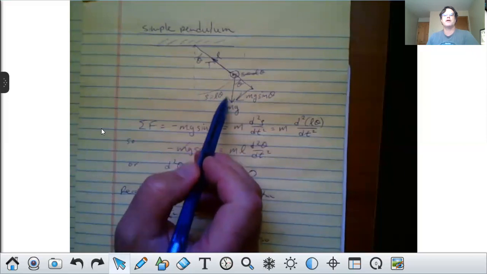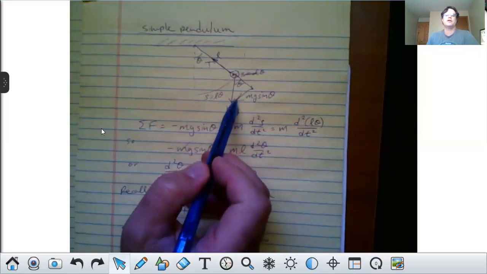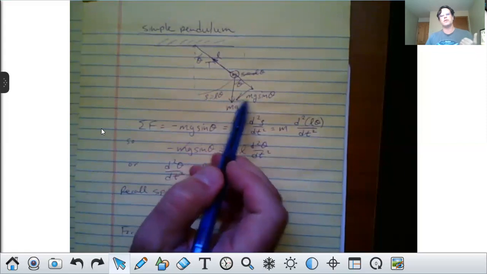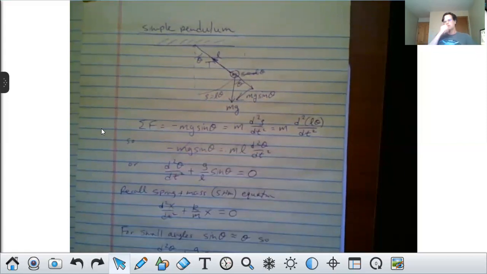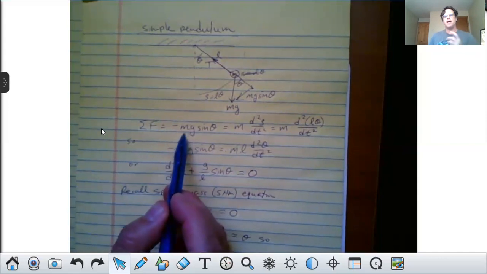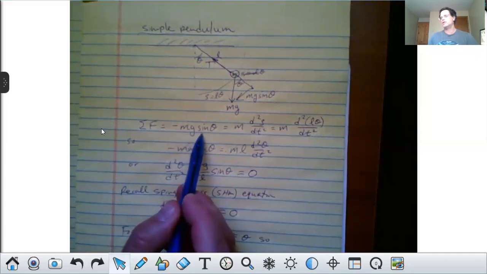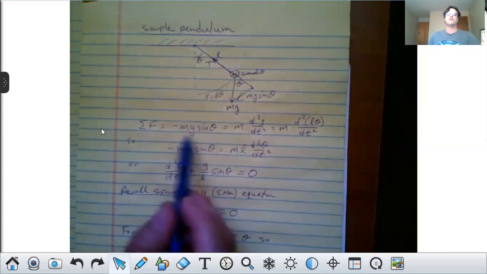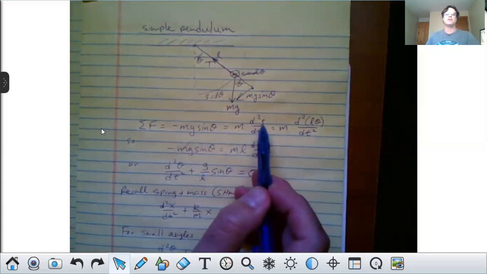So I just wrote out my mg. My component here that actually restores it to equilibrium is mg sine theta. So this force acts like the negative kx, right? It wants to reduce, except it's not negative kx, it's negative mg sine theta. But according to Newton's second law, if that's the force, that has to equal mass times acceleration.